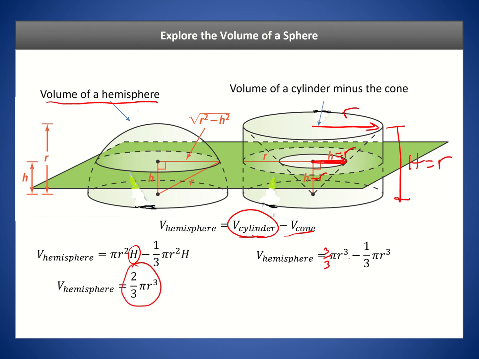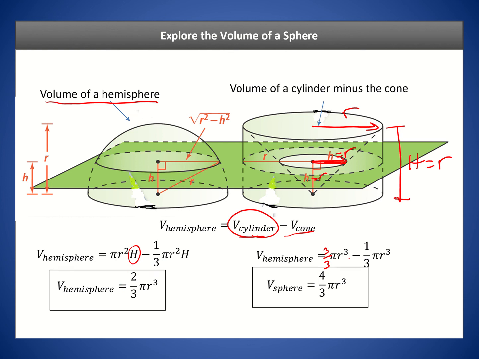And so we get the volume for our hemisphere, which means that the volume of the sphere has to be double the hemisphere. It takes 2 hemispheres to make our sphere right here. And so therefore, our formula for the volume of the sphere is 4/3 pi r cubed. And those are my 2 formulas for the hemisphere and the sphere. So hopefully that made sense.